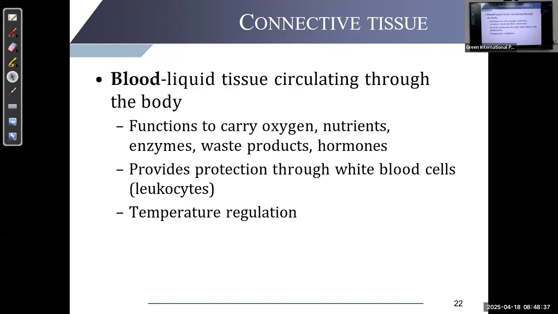Then you have blood. So it is liquid tissue circulating through the body. It carries oxygen, nutrients. Everyone knows all this story, so you can just go through. It provides protection through white blood cells. What is white blood cells known as? WBCs? Leukocytes. Then another important function is temperature regulation. Hemostasis, sorry, homeostasis.